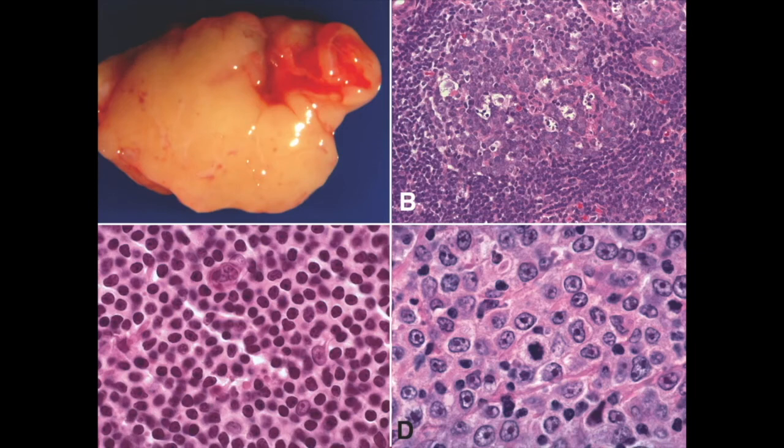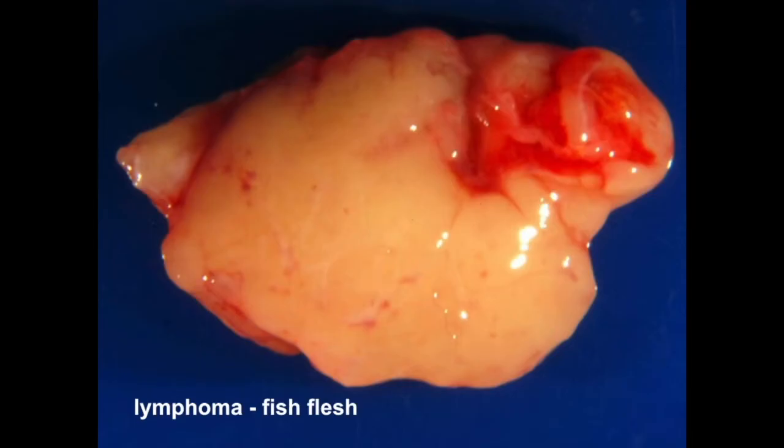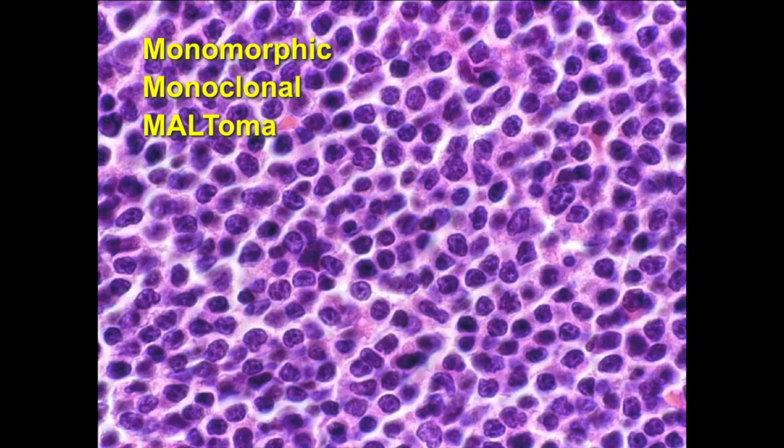This montage shows the fish flesh-like appearance of the gross tumor specimen. B shows follicular lymphoid hyperplasia with tingible body macrophages in the follicle. We see a low-grade lymphoid infiltrate on the bottom left, consistent with a MALT lymphoma. Occasionally, we will see high-grade large cell lymphomas as well. So, fish flesh appearance to the tumor. They are monomorphic monoclonal MALTomas.